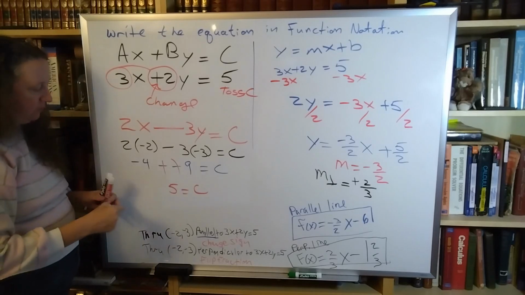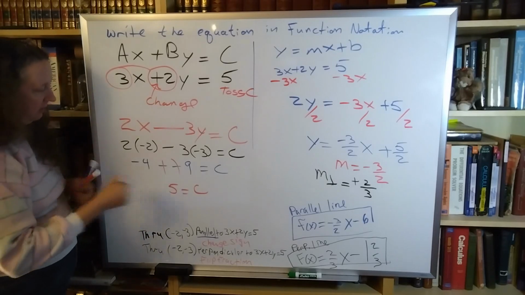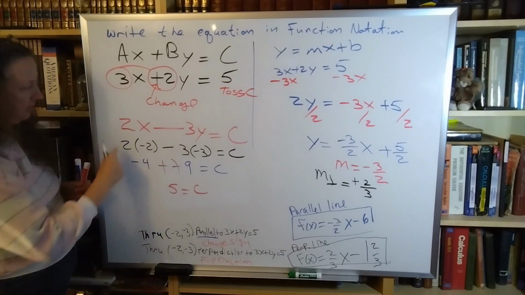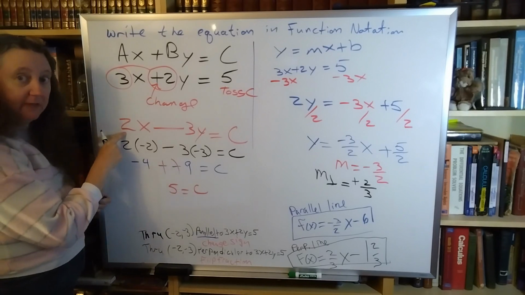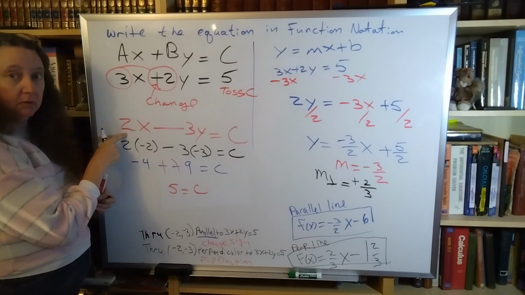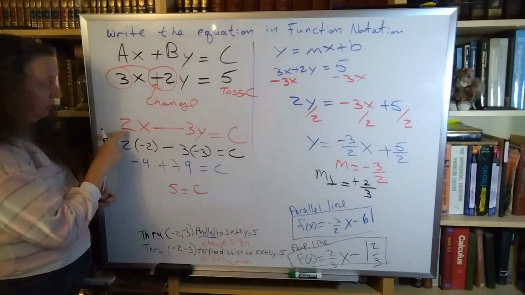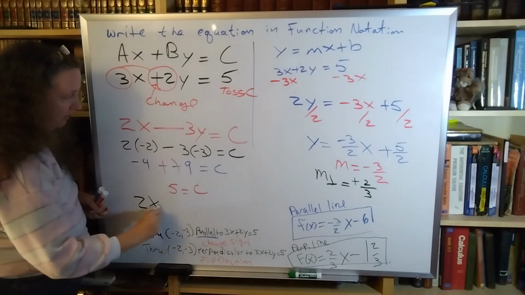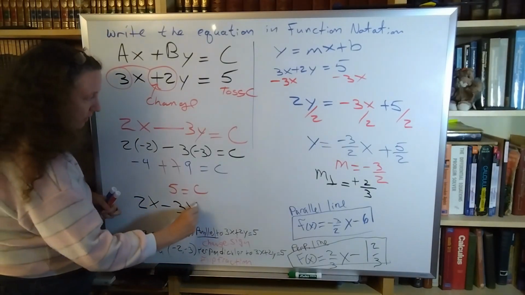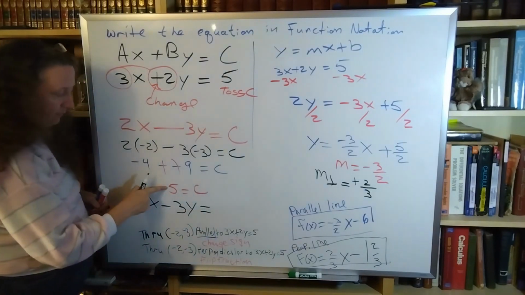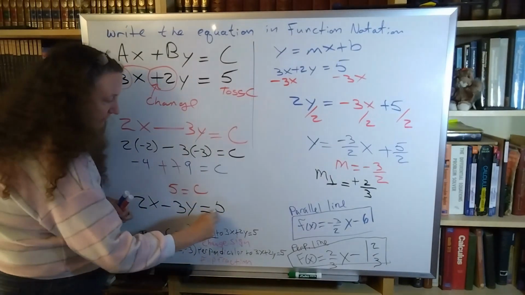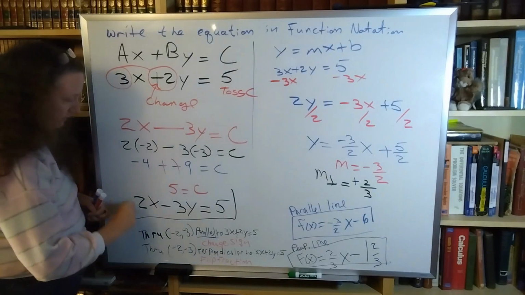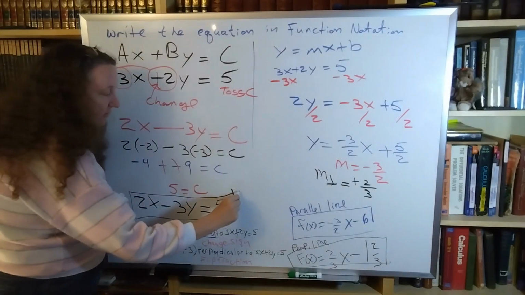Write that in standard form. So I want to use my flipped slope here. So I want to start with this line. I have my 2x minus 3y equals, there's my new c, 5. That is in standard form.